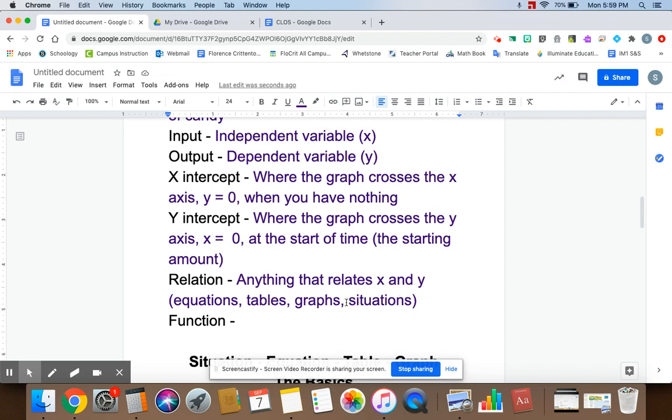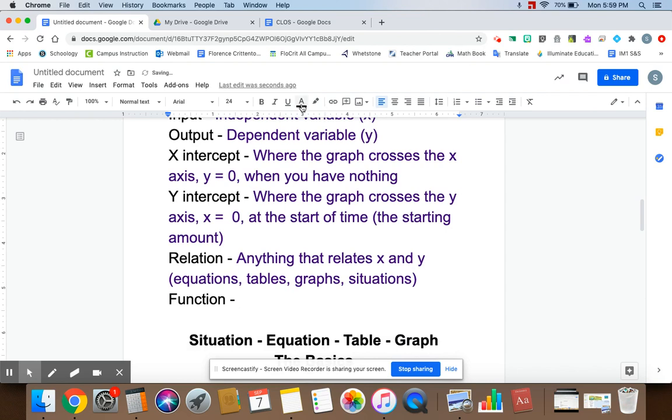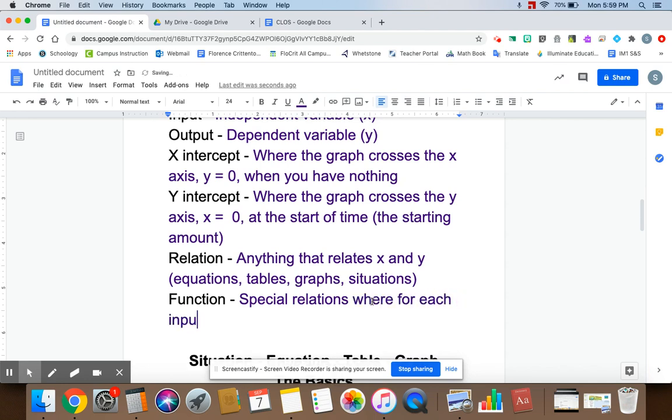So you can model math with a real life situation. And then you take that real life situation and you model it with graphs, tables, and equations. So all these things have x and y's in them. And so they're all relations, all of these. Anytime you ever see any equation, table, graph, or situation, it's called a relation because it's relating x and y. However, functions are special relations. So functions are also equations, tables, graphs, and situations. However, they're special ones where for each input, there is only one output.